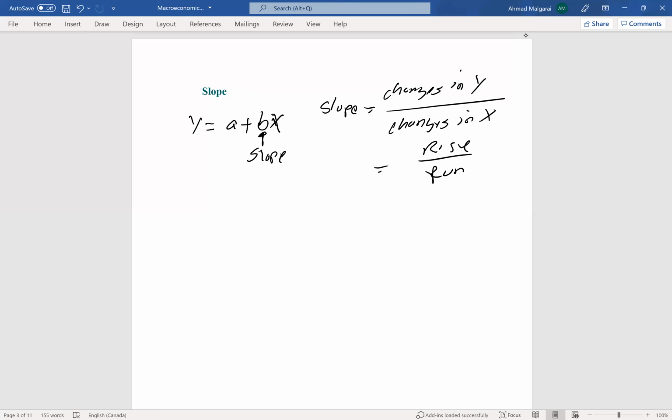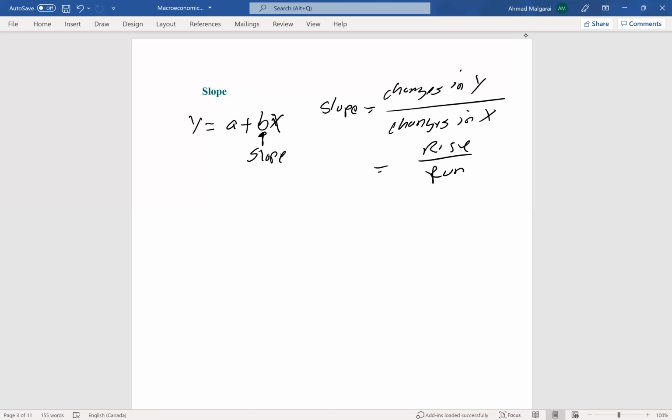So slope shows both steepness and direction. With a positive slope, the line moves upward going from left to right. With a negative slope, the line moves downward going from left to right. If two linear functions have the same slope, then they are called parallel. So let's now use some of these examples.